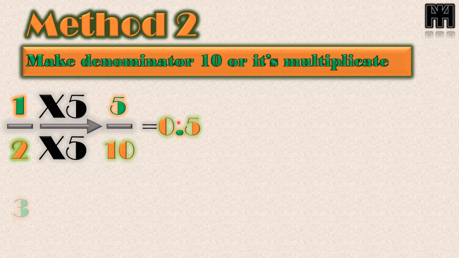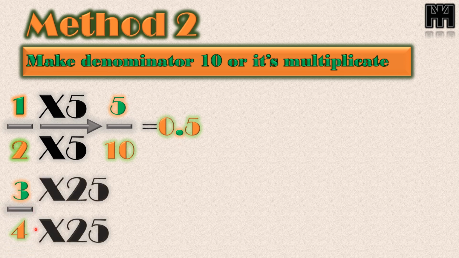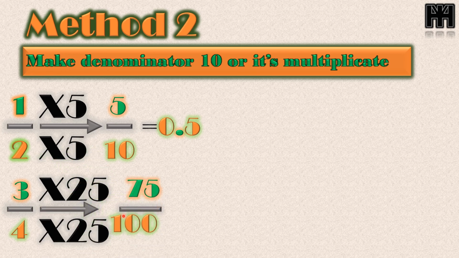It's very easy now. It's 0.5, as here 10 will make the 5 be 0.5. We have 3 over 4. Multiply them both by 25, the numerator and the denominator. So it will give us 75 over 100. So it will be 0.75. Can you see it's easier than the last method, but it can be impossible. As 3 over 8, we can't make the 8 into 10 or 100 or 1000 or multiples of ten.